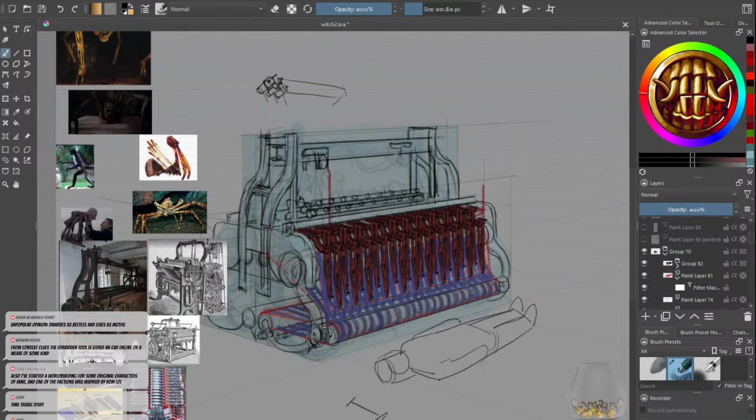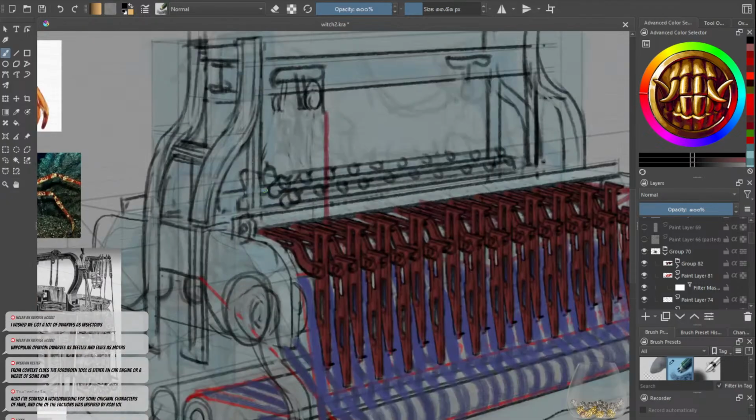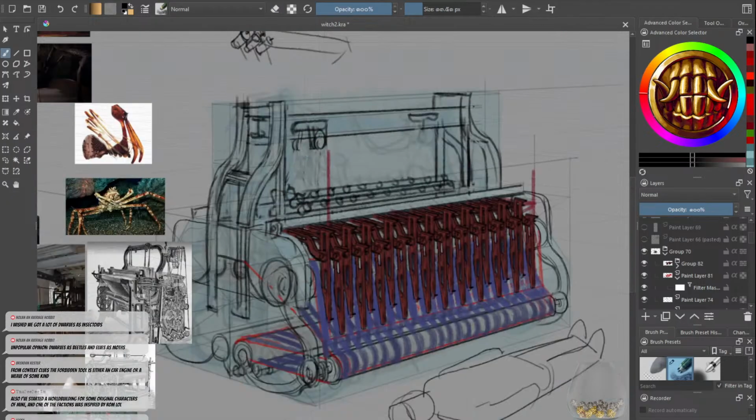Also, I've started world building for some original characters of mine, and one of the factions was inspired by Rom. Oh, nice! That's great. I wish you good luck on that. I wish you good luck on your project.